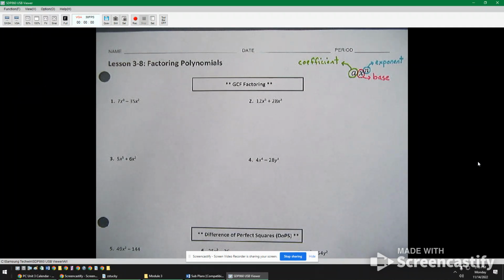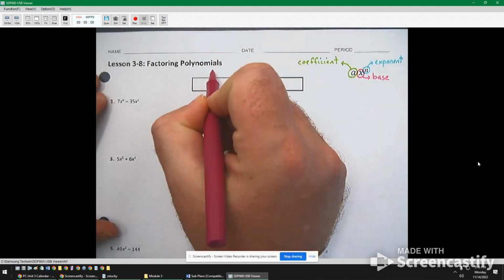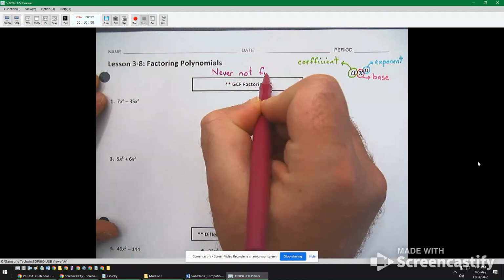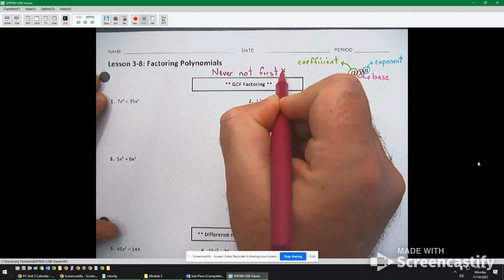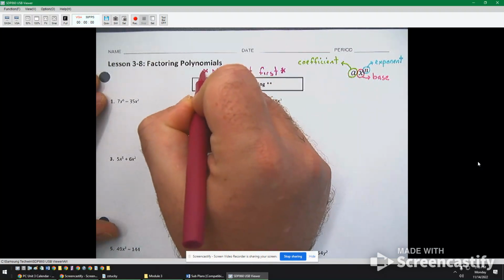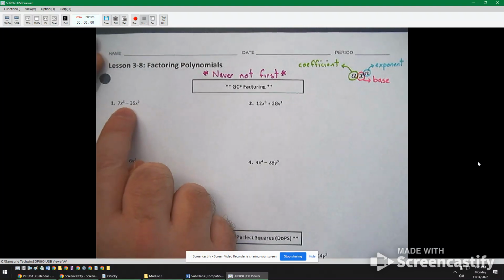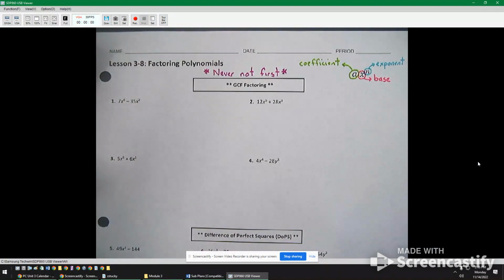So there's different kinds of factoring. The first kind of factoring that we're going to talk about is called GCF factoring. GCF factoring is never not first. What that means is it's just kind of a funny way of saying that you should always try to GCF factor first. You should always try to look for this move first. So GCF factoring is where I look at something and I see if there's something in common that I can factor out, the greatest common factor, and factor that thing out.